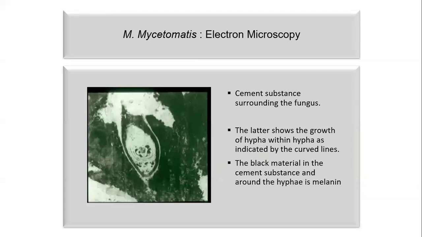What about electron microscopy? As I said, there is cement substance which is surrounding the fungus. And here it can be seen, the growth of hyphae as indicated. If you look closely, there are these curved lines, okay? And the black material in the cement substance and around the hyphae is considered to be melanin. So the area in the middle with these curved lines, this is the hyphae.